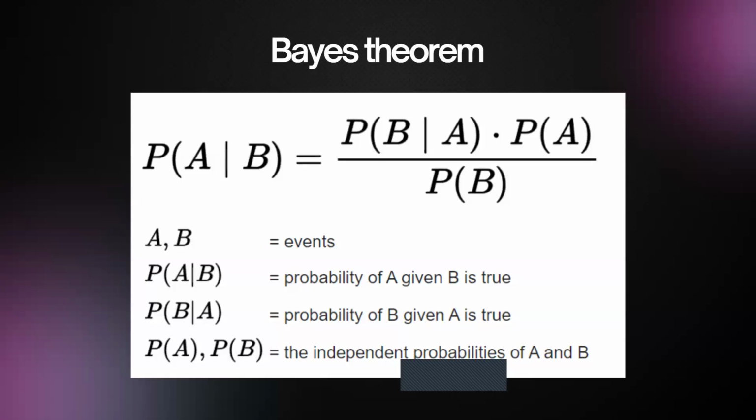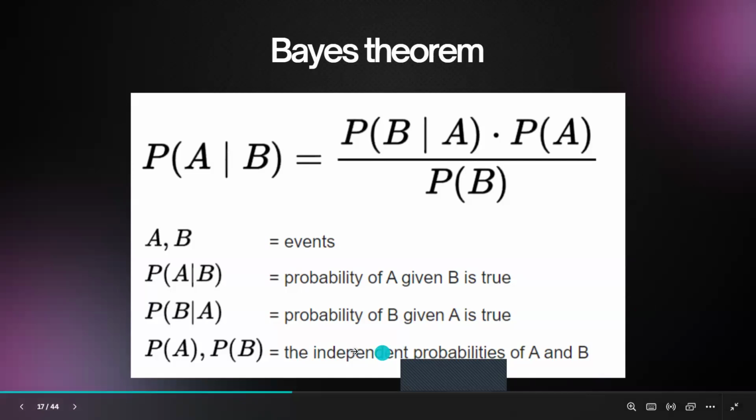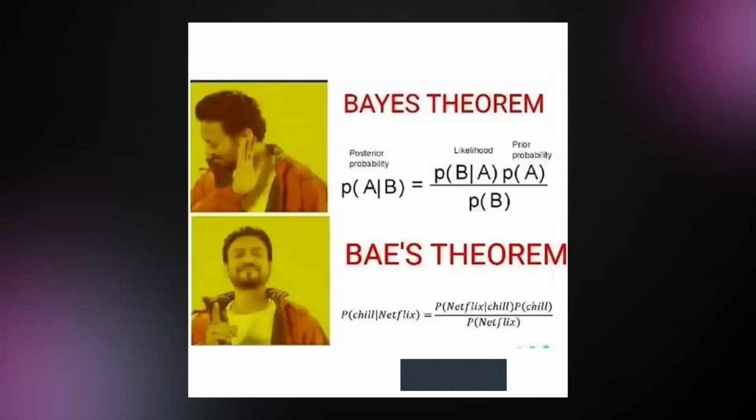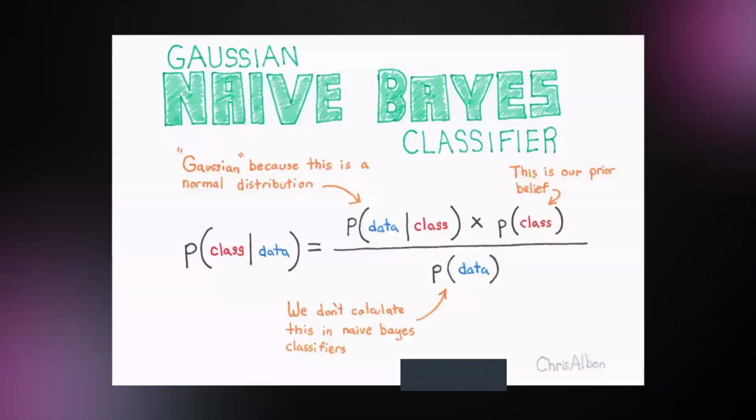A, B are events. P of A given B is the probability of A given that B is true, and P of B given A is the probability of B given that A is true. And these two are independent probabilities. Please take a note of this word, independent probabilities. I'll tell you why later, in the last ones we have done this, and the code as well. Okay, so this is one meme that I found and thought including this would be nice. So if you can understand this in terms of events, Netflix and chill, that was just one good meme.